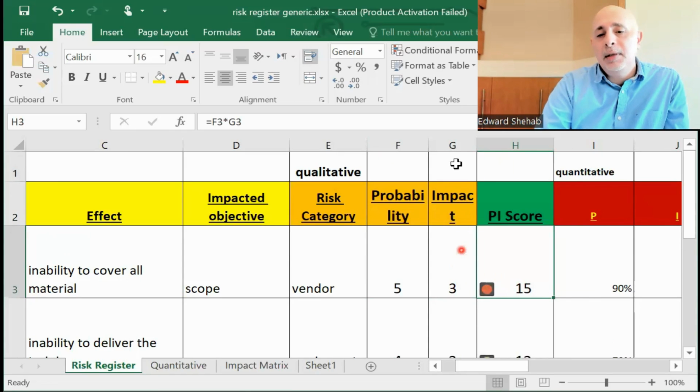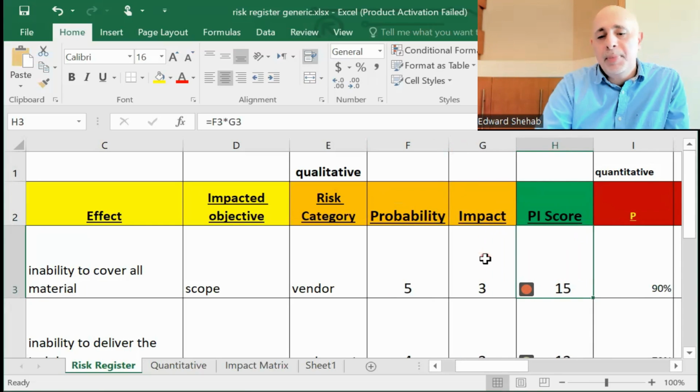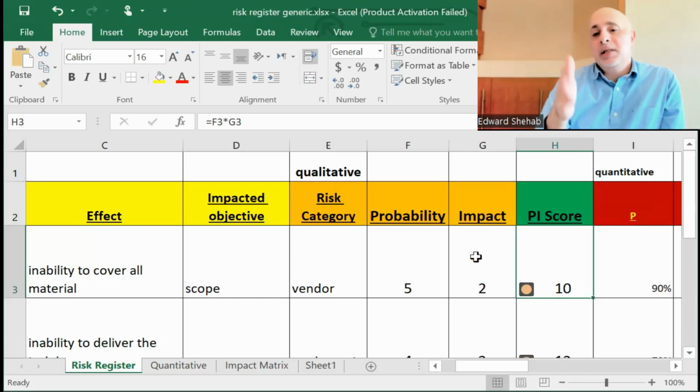Let's say they feel the impact is less than average, not really a huge impact, and that's a 2 on a range of 1 to 5. What would happen is that the PI score, which stands for probability impact score, is down to 10. So this Excel sheet that I'm sharing already calculates these things.